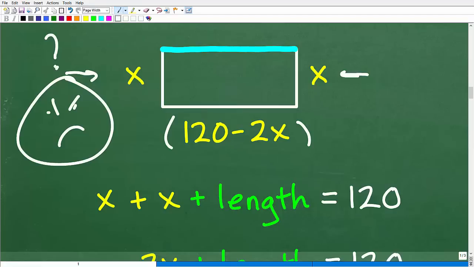So let's suppose we don't know how to express this length. This is the width, this is the length of this rectangle, but we do know that this x, the width, and this x, plus the length, have to add up to 120. So we have x plus x plus the length, which is this right here, equal to 120. So we could just solve for the quote-unquote length, and whatever expression is left is this 120 minus 2x. Let me show you what I'm talking about.